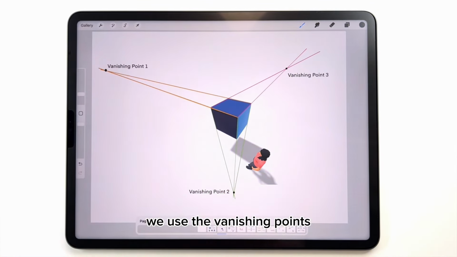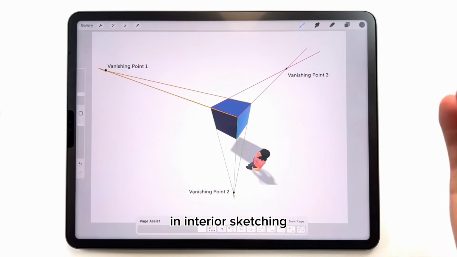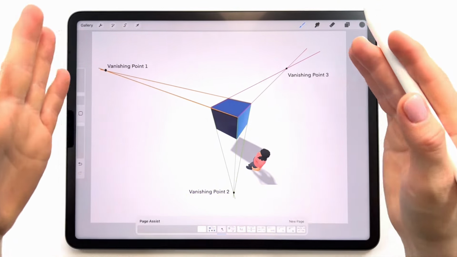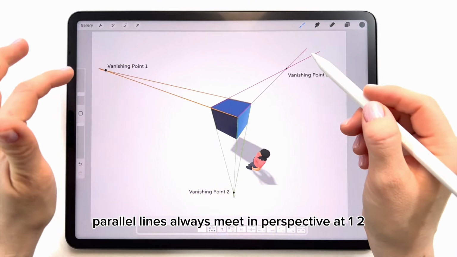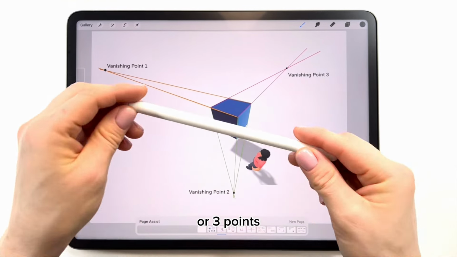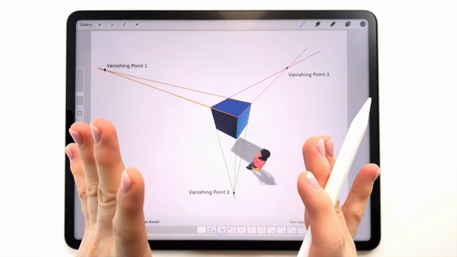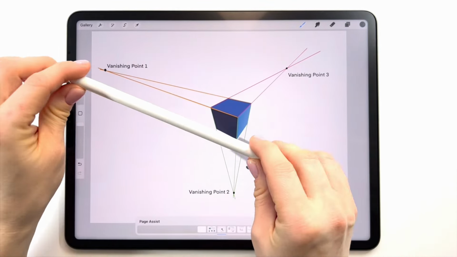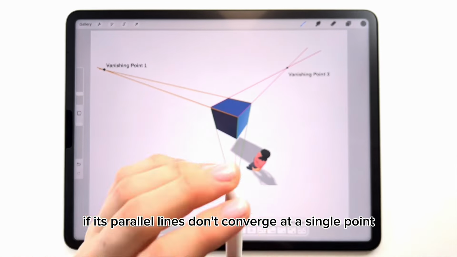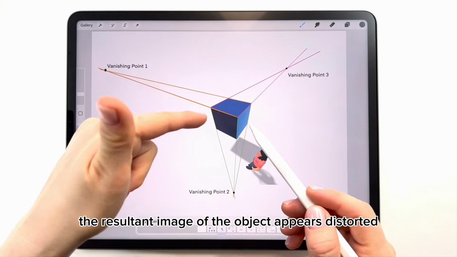To draw the object, we use the vanishing points and the rays that extend from them. In interior sketching, it is common to use 1, 2, or 3 vanishing points. Please remember the rule that parallel lines always meet in perspective at 1, 2, or 3 points. It depends on the point of view and the shape of the object. When we draw an object on a plane, if its parallel lines don't converge at a single point, the resultant image of the object appears distorted.